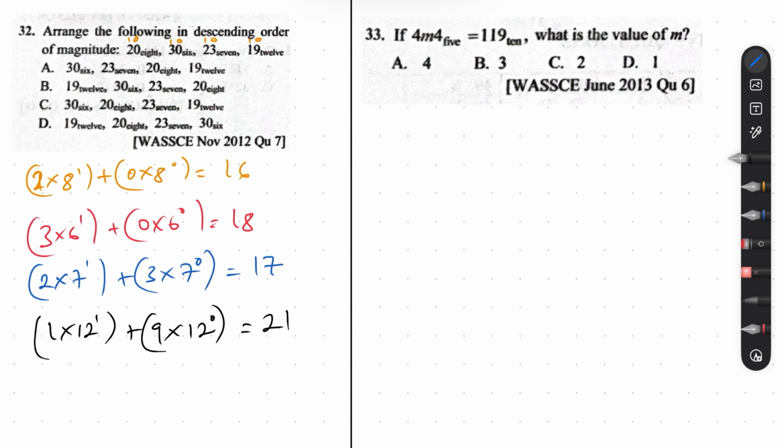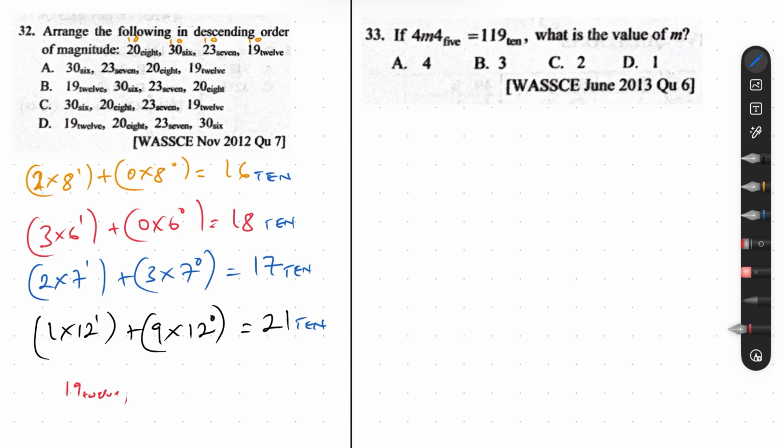So now we compare these 4 numbers. These are in base 10, okay? And they say you should arrange in the what? Descending order, okay? So look for the largest. The largest is which one? 21, which represents what? Sorry, 19 base 12. So we start with that. 19 base 12.